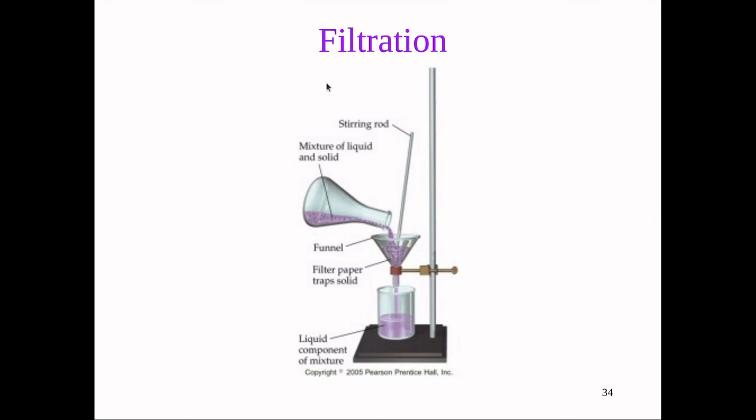Here's a filtration setup that you might see. You typically are going to have one of these little conical funnels here. You're going to put a paper filter in there, similar to maybe a coffee filter. And if you have a mixture of a liquid and a solid, you can pour it in there. This stirring rod sometimes helps you to mix this up and get it moving through the filter a little bit better. Also gives you something to pour down to direct the liquid. And then eventually the liquid is going to come down into some sort of receiving flask, like a beaker, and then the solid is going to remain on top.